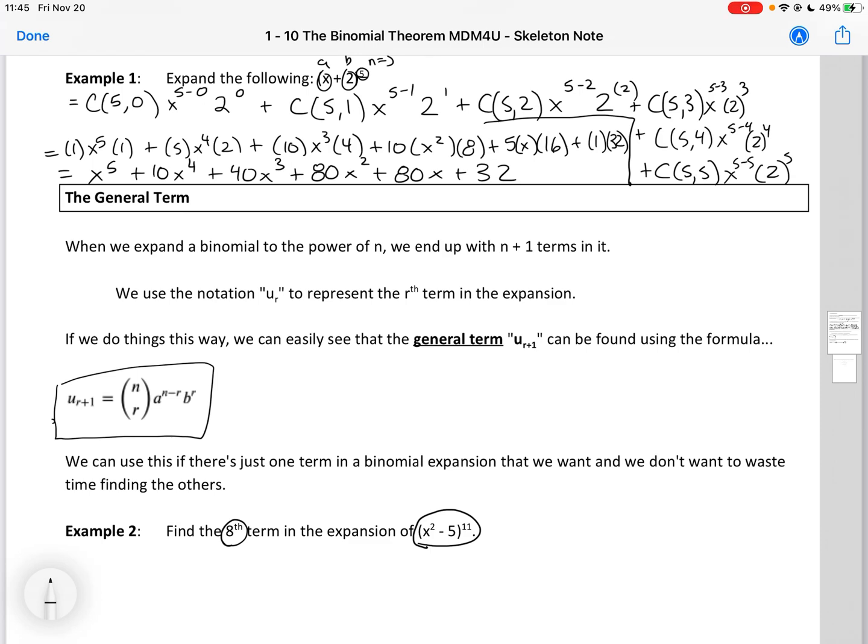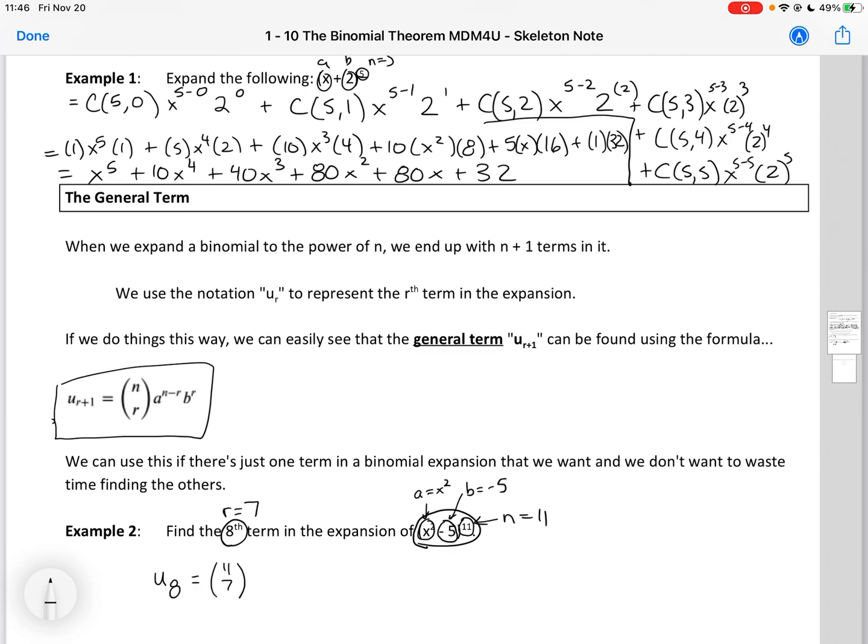So because I'm looking for the 8th term, my r value is going to be 1 less than that, which is 7. My a term is the first term in my binomial here. And then my b term is going to be minus 5, because the definition of a binomial is a plus b. So if there is a negative, you need to consider that as part of your b value. The last thing that I need is my n, which is the exponent that the binomial is raised to, which is 11. And now I can actually find the 8th term.